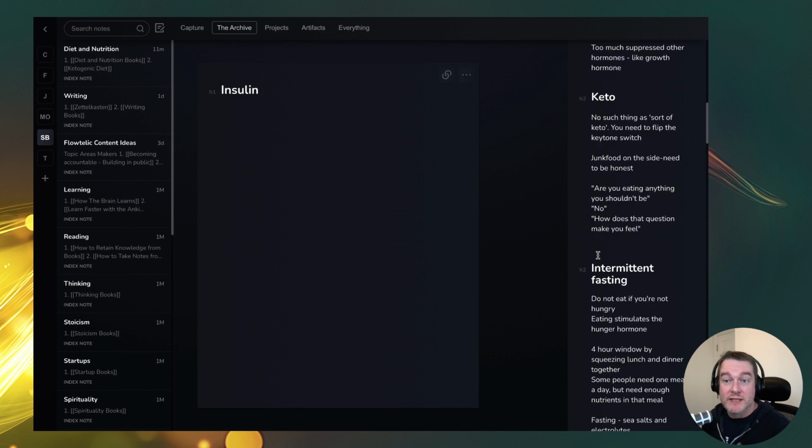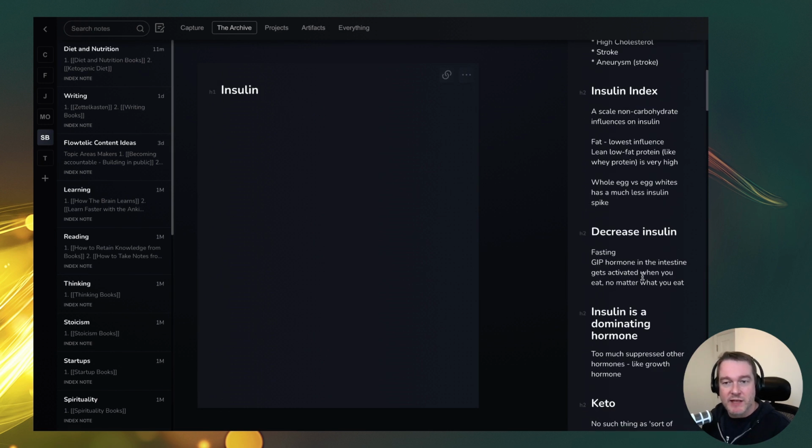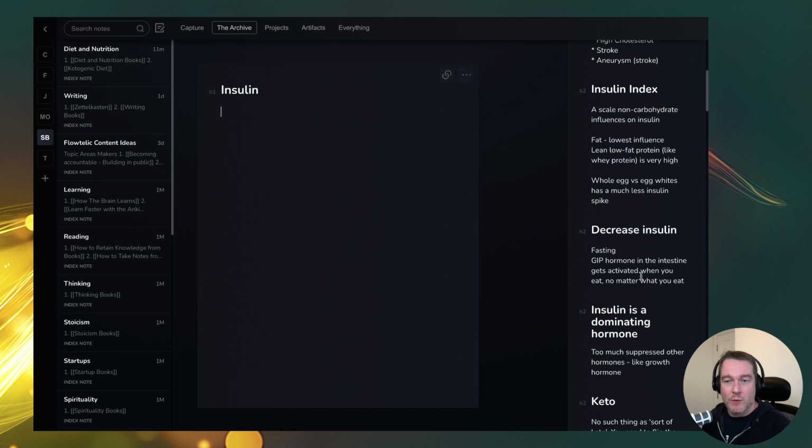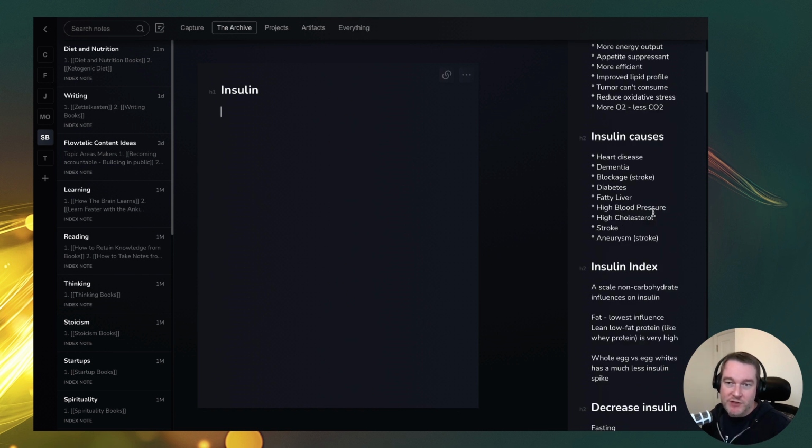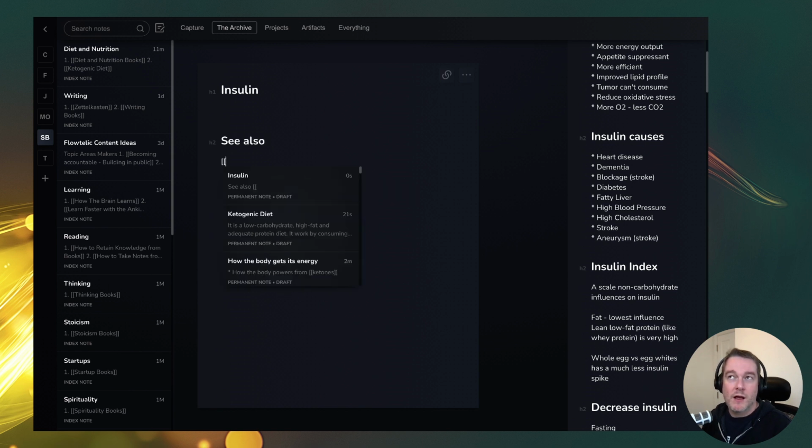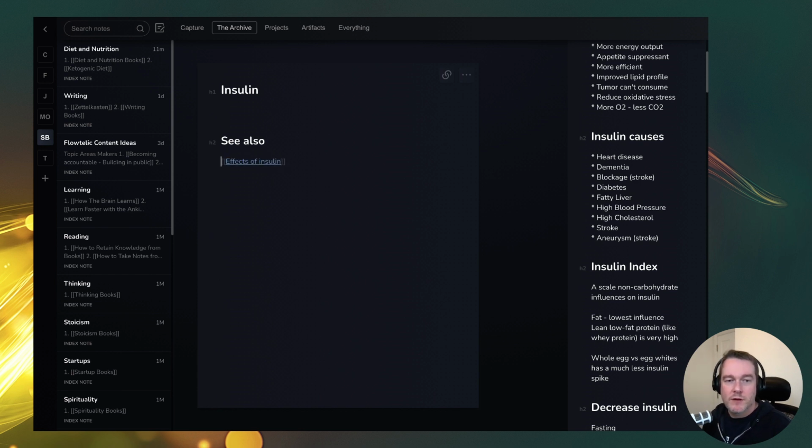So while this isn't specifically about insulin, what it is, how it works, we do have some content around it. So let's do a see also on this one. See also effects of insulin. I like to number my things 1 to whatever.